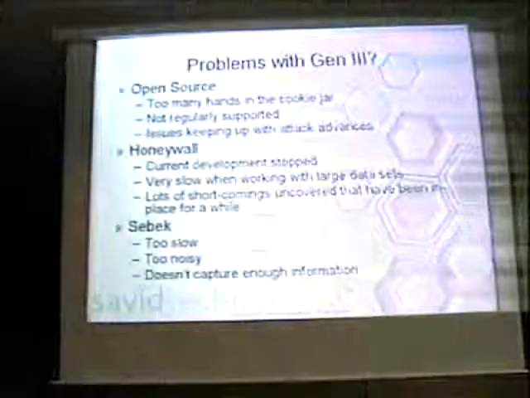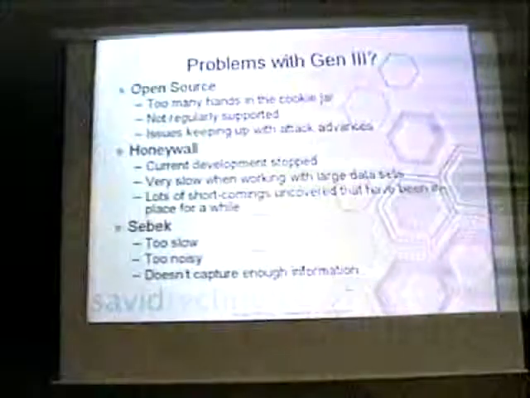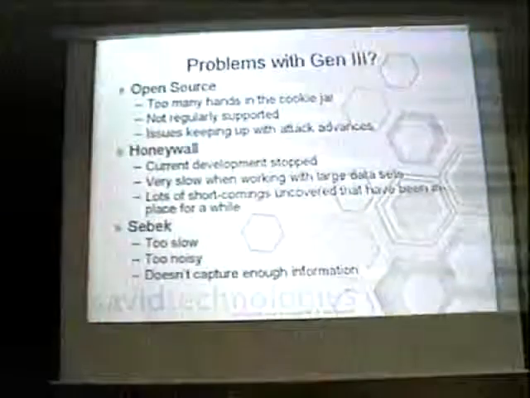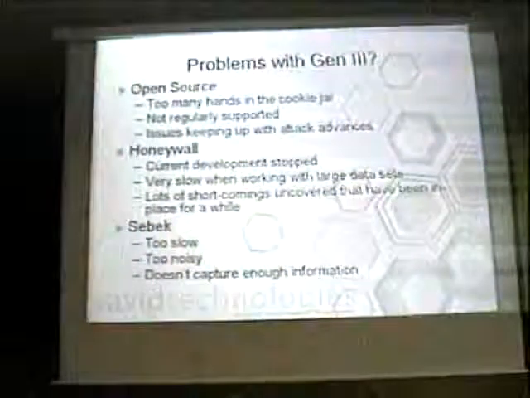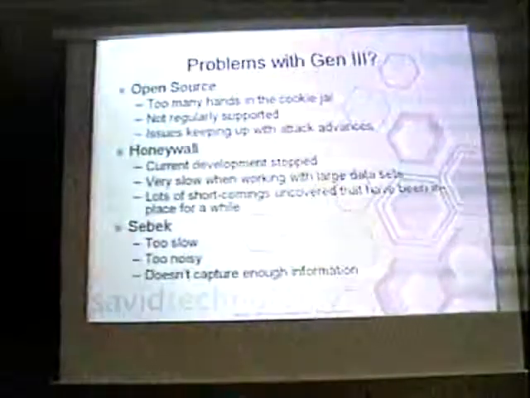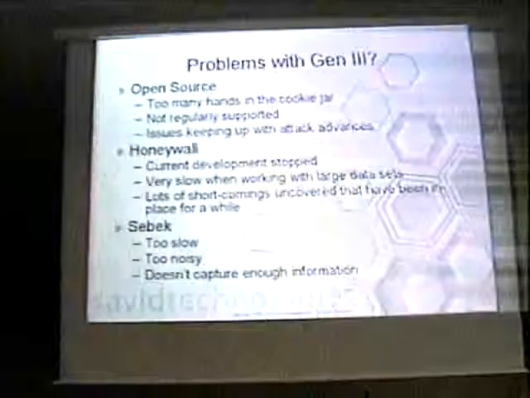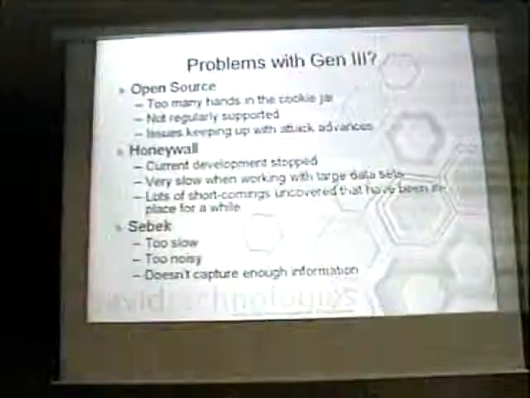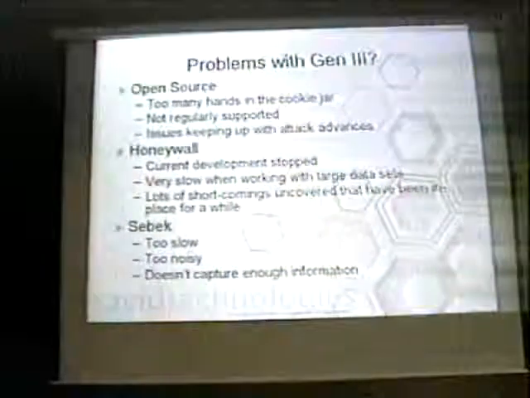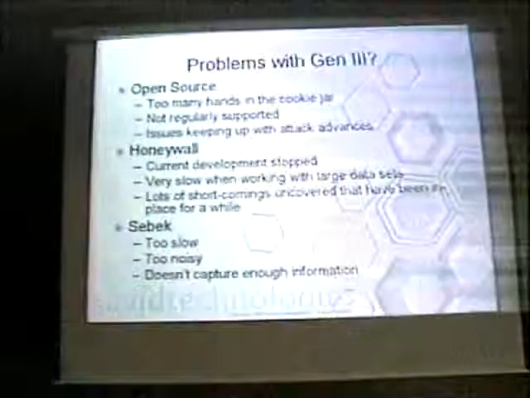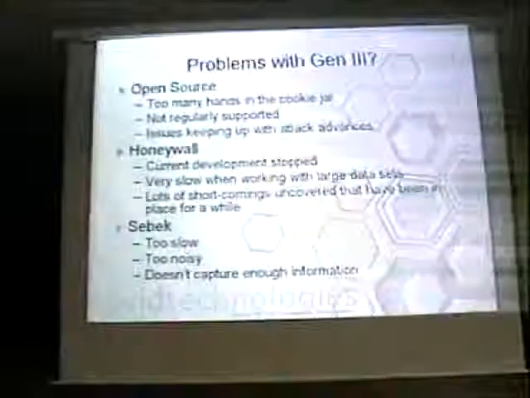The problems with Generation 3 Honeynets, the honeypots right now: it's open source, so they have too many hands in the cookie jar. It's kind of a defunct group from many organizations around the world, actually. Their tools aren't regularly supported, and they have issues keeping up with attack advances. So they came out with the Gen 3 Honeywall 3 years ago, and they've been updating it slowly, once every several months. So it doesn't come out that fast.